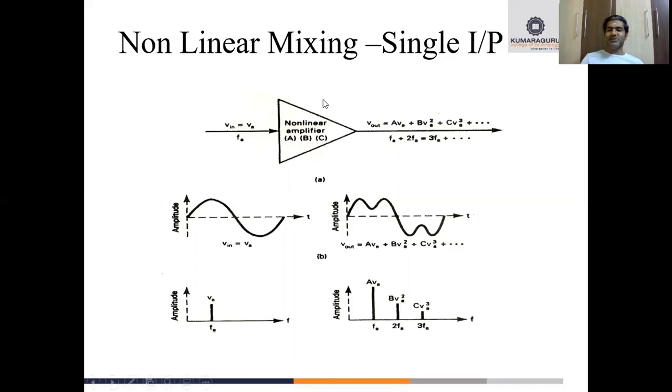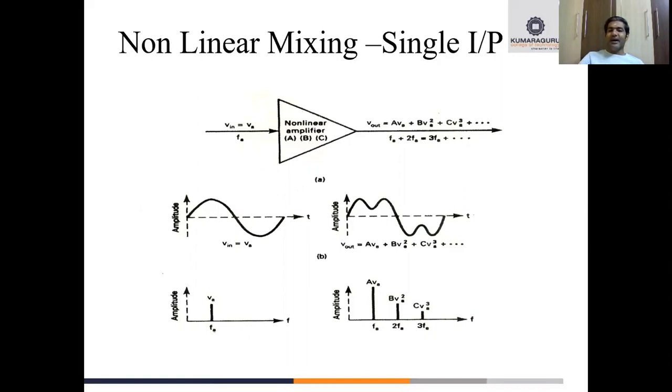If you see the expression here, V out is equal to A times VA plus B times VA square plus C times VA cube and so on. If you see this, it is a kind of infinite power series expansion. Yes or no? It is A into VA plus B into VA square plus C into VA cube plus D into VA power 4 and so on. The expression is similar to that of an infinite power series expansion.